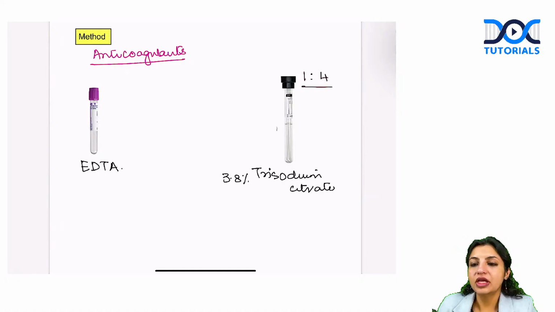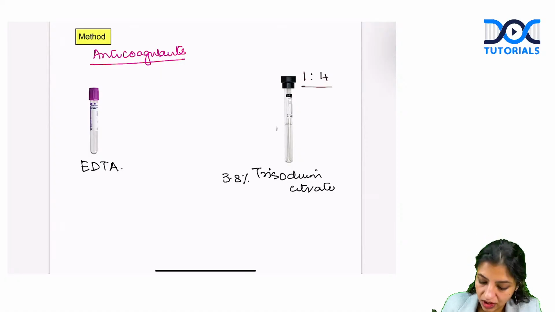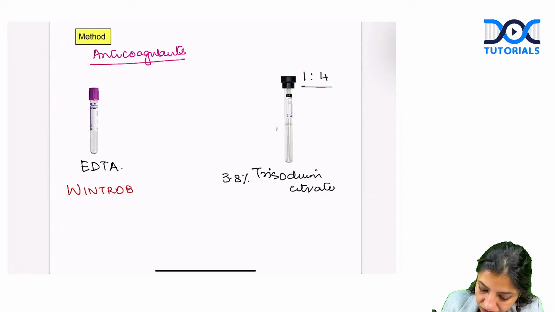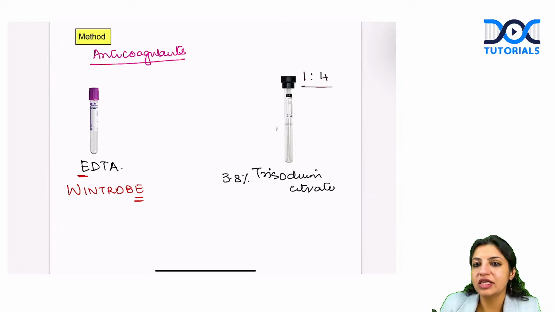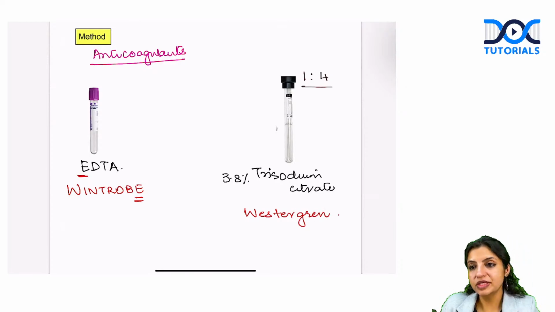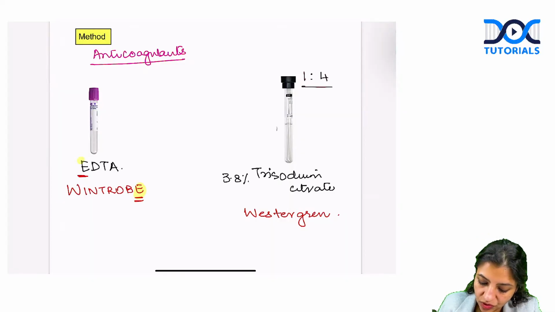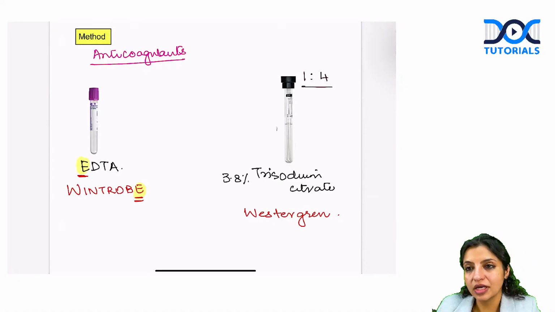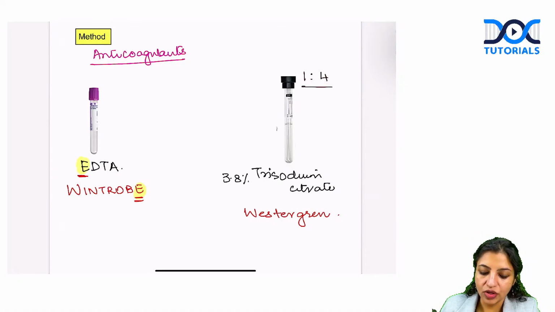Okay. Now, which method uses what? So remember, look at this. This is your Wintrobe. Wintrobe ends with E, so that uses EDTA vacutainer. Whereas Westergren uses trisodium citrate. So that is the difference between Wintrobe and Westergren tube. E for E: Wintrobe uses EDTA, Westergren uses trisodium citrate, and those are the anticoagulants used here.